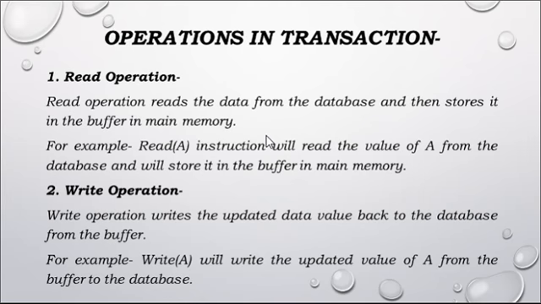For example, the read A instruction will read the value of A from the database and store it in the buffer of main memory. The second one is the write operation. Write operation writes the updated value back to the database from the buffer. It writes the value that is in primary memory and puts it into the secondary storage again. For example, write A will write the updated value of A from the buffer to the database.